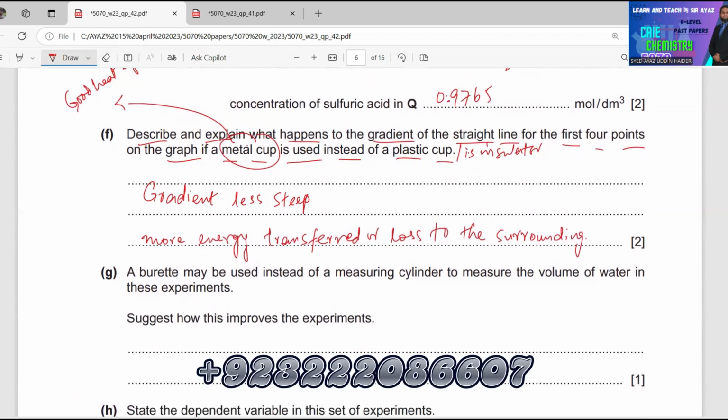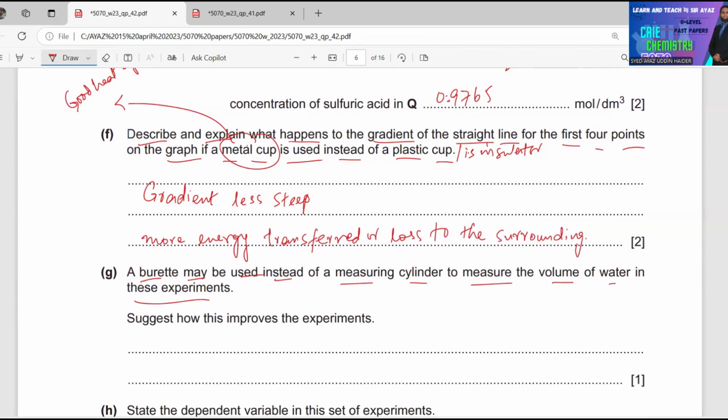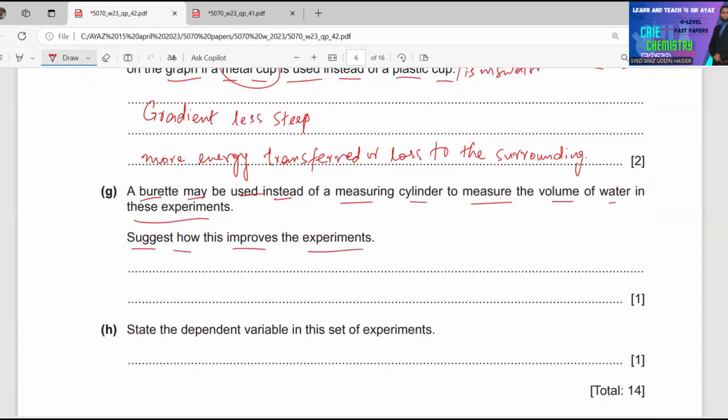So part G, a burette may be used instead of a measuring cylinder to measure the volume of water in these experiments. Suggest how this improves the experiments. Definitely, measuring cylinders have less precision, burettes have high precision, so you can write improves the precision.